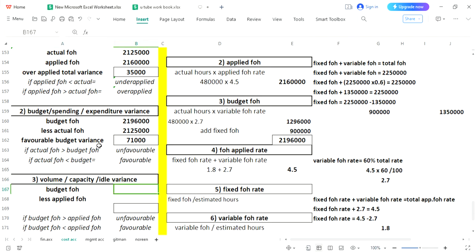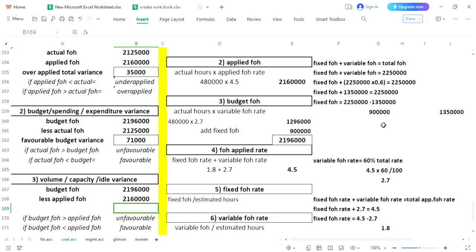Okay, so we are now going to calculate our volume variance, which is relationship between budget and applied. How much budget FH? You can see we have calculated here budget FH. How much amount is? 21,96,000. Budget FH, write down over here. And then you need to write down applied FH. Highlighted area, please focus upon here, applied FH. We have applied a formula over here with the help of which the calculated amount of applied FH is 21,60,000. Put over here. Both FH have been written.